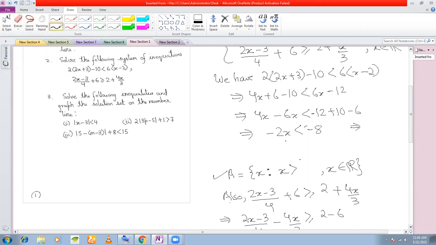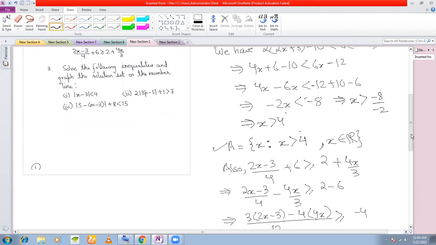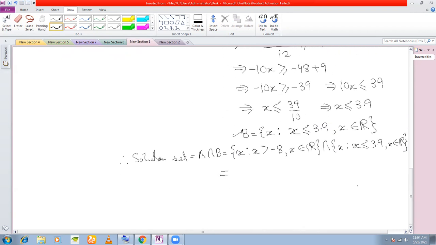That means you get minus 2x is less than minus 8. You want to divide both sides by a negative number, but the inequality sign is going to reverse. So x greater than minus 8 by minus 2. That means x is greater than 4. So your solution set will be x such that x is greater than 4, x belongs to R.